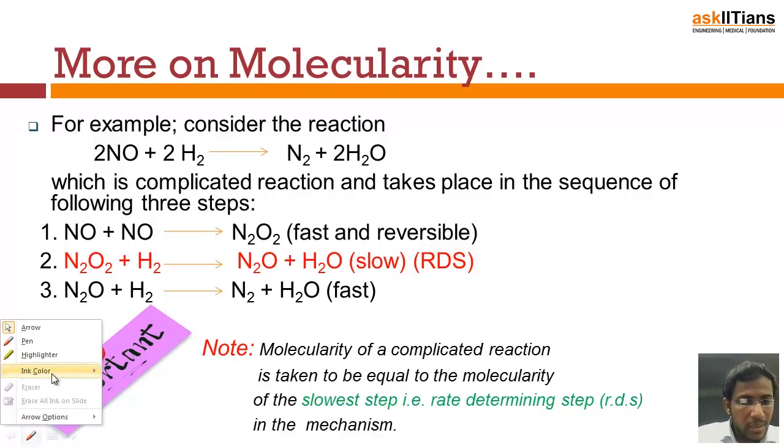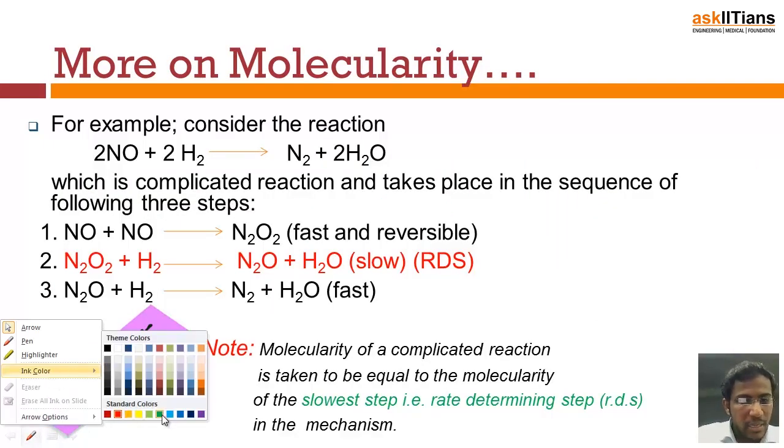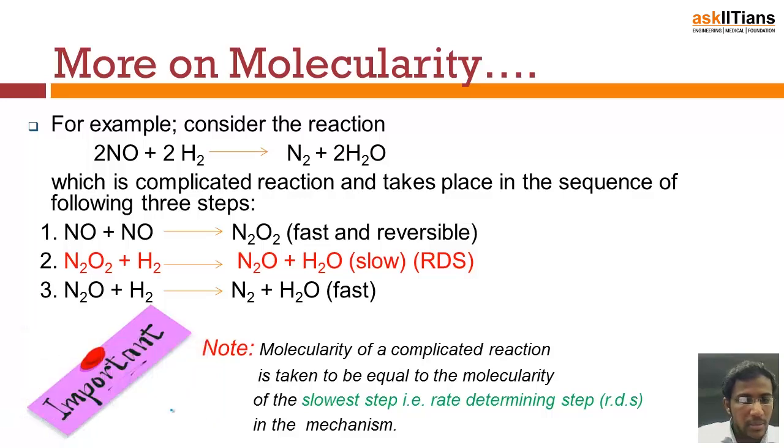Yeah, I told you that molecularity is defined for an elementary reaction. In an elementary reaction, it is the number of reacting species involved. But what about the molecularity of a complex reaction which is occurring in more than one step? So let's take an example.